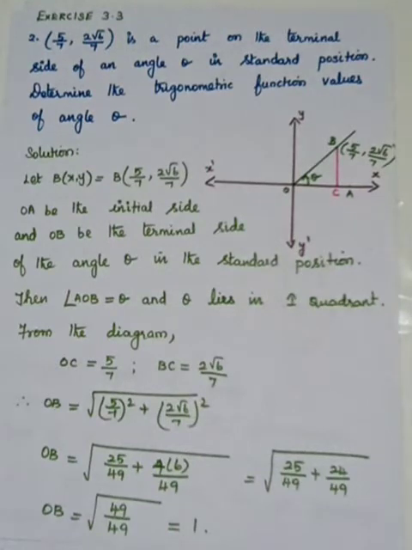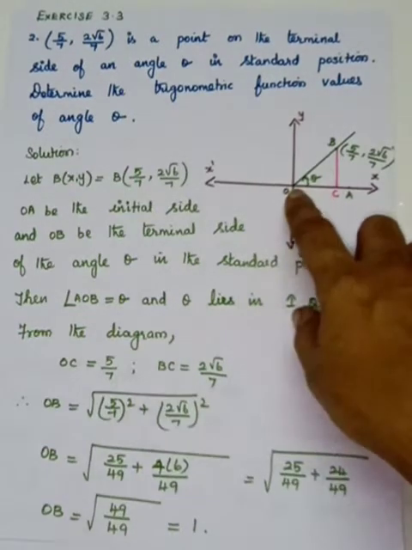You see in that, 5 by 7 and 2 root 6 by 7 is a point on the terminal side of an angle theta in standard position. Determine the trigonometric function values of angle theta. Okay, you see the point 5 by 7 comma 2 root 6 by 7. X positive, Y positive. So the point lies in the first quadrant.